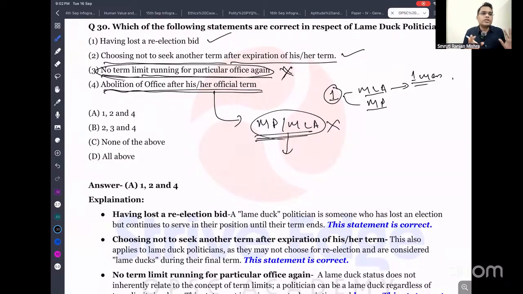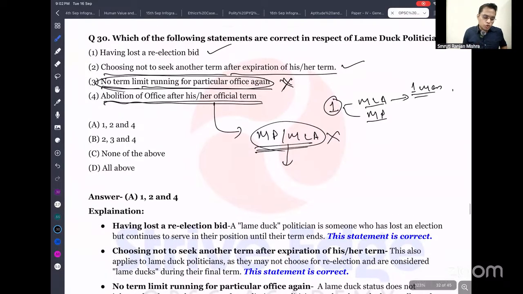So only then can we say these are the lame ducks also. So the answer is A, 1, 2, 3, 4. Statement 3 is not the answer, because no term limit running for a particular office again. Even if there is a single term, they are also called lame ducks. If there are multiple terms, they are also called lame ducks.